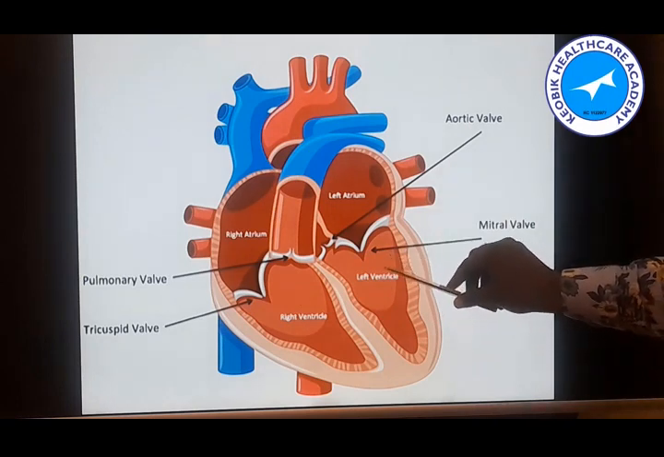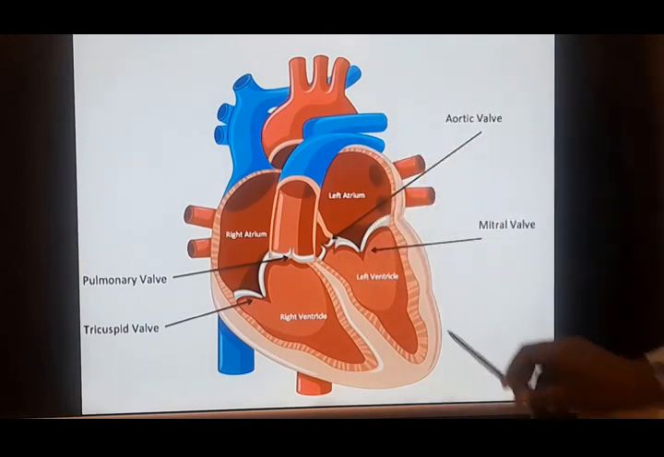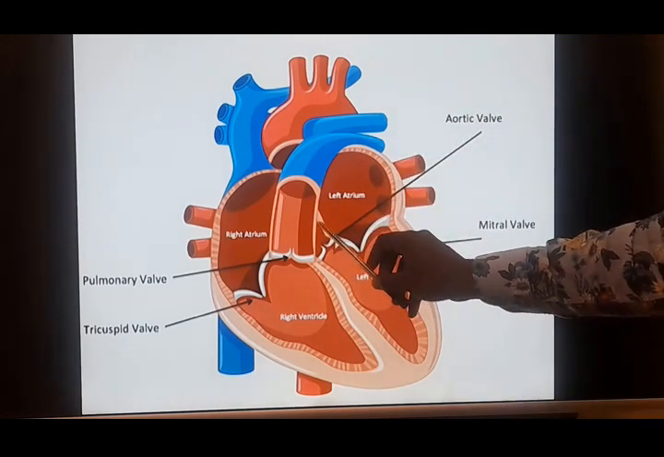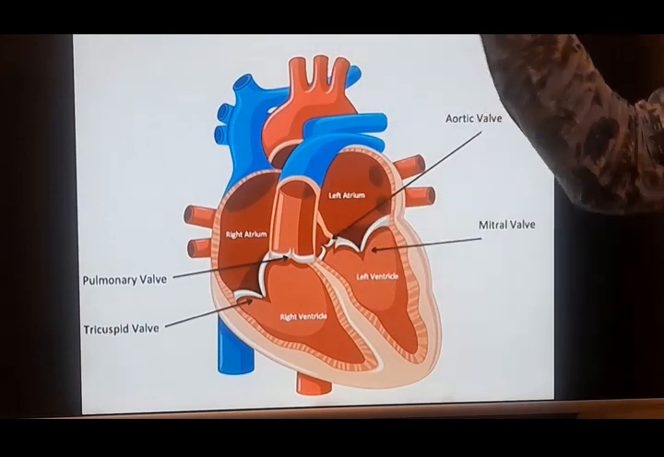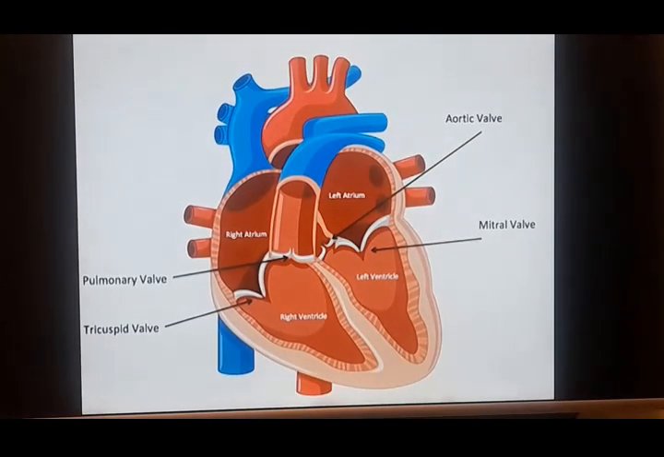As it leaves the left ventricle, it goes through the aortic valve, and from the aortic valve into the aorta. From the aorta, it goes to the brain and to the rest of the body, tissues, organs, and cells. I believe this will help you understand better how the circulatory system flows, carrying oxygen and nutrients to different parts of the body.